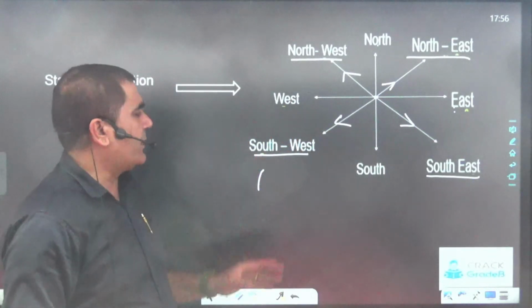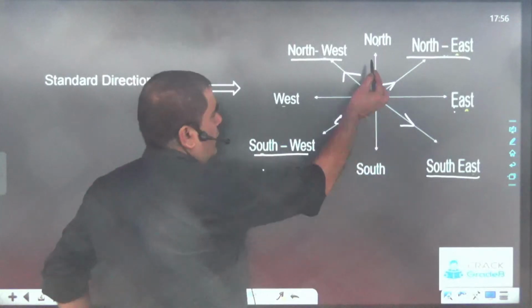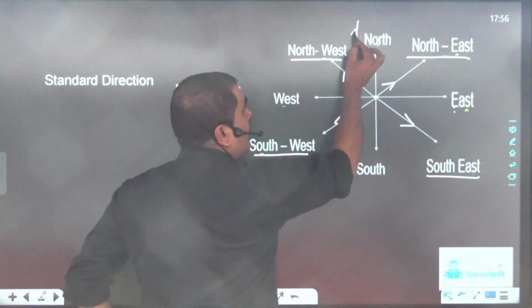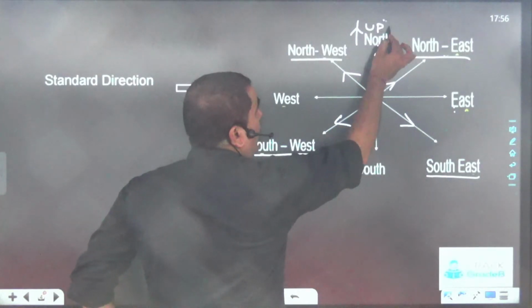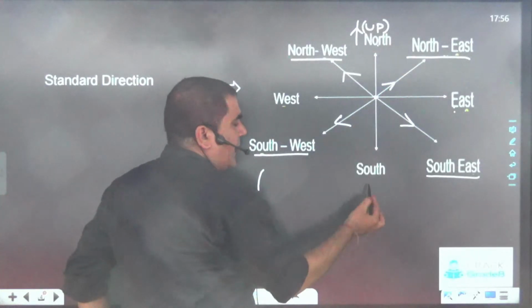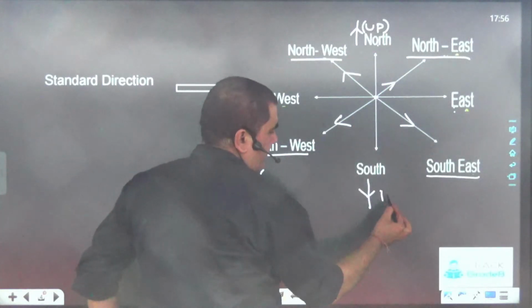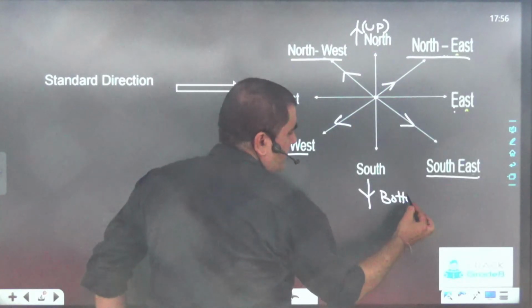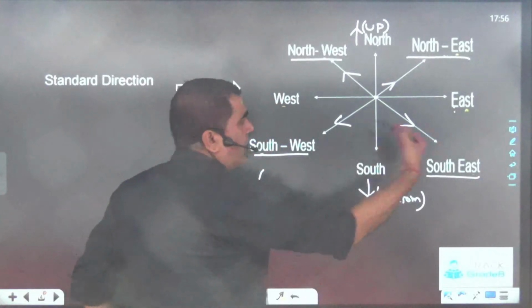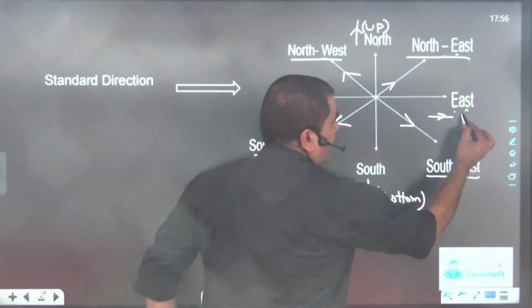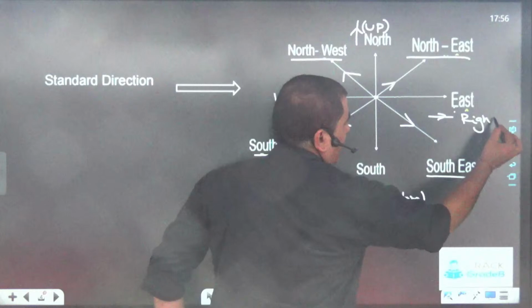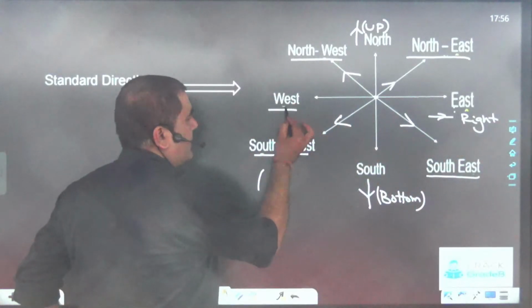Now let's understand one thing. Whenever the examiner is going to say north, north always means up. Always remember this. North always means up. South always means bottom. East always means right. And west always means left.